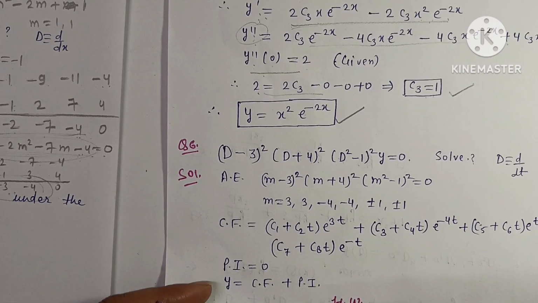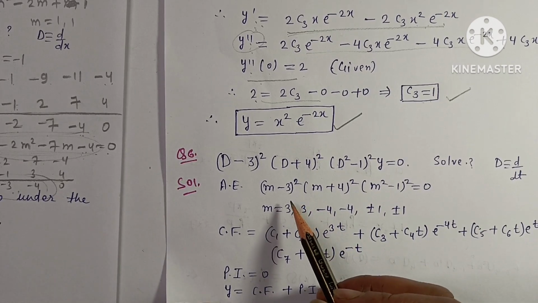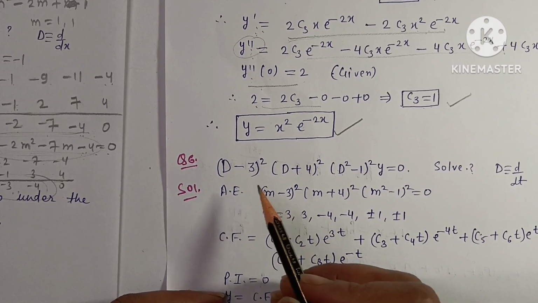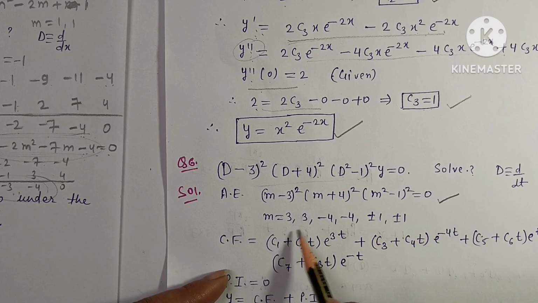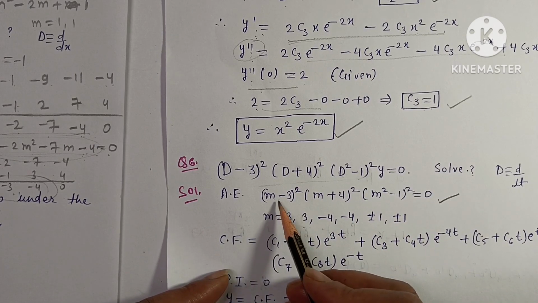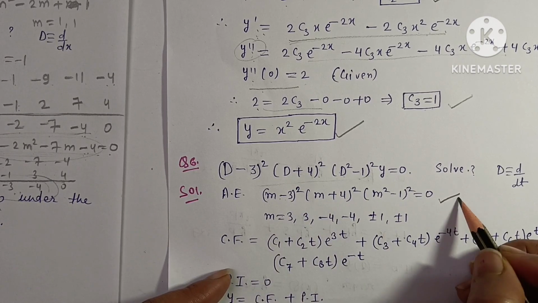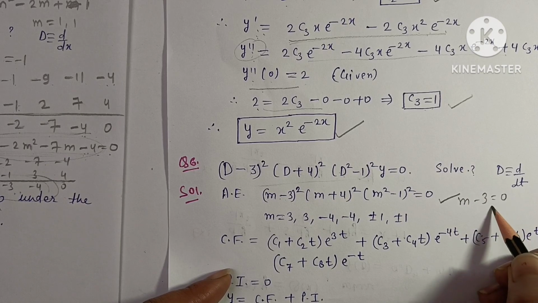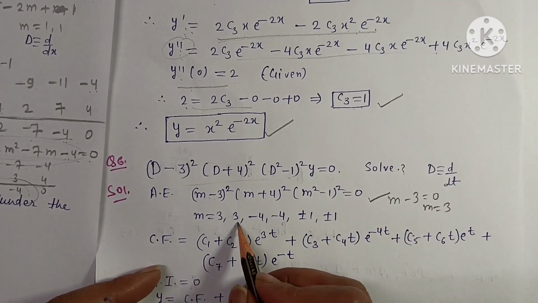So now let's come to the last question. In this question you have so many roots, so it is very easy to write the auxiliary equation. Now you can find roots. Here the factor is m minus 3 whole square, means m minus 3 two times. So from the factor m minus 3 equal to 0, you will get m equal to 3. So this means you will get m equal to 3, 3, two times.